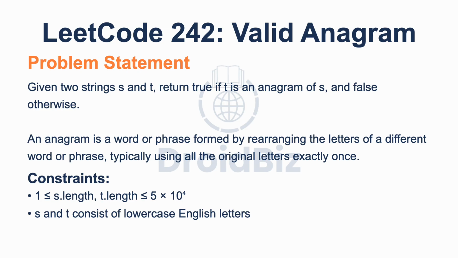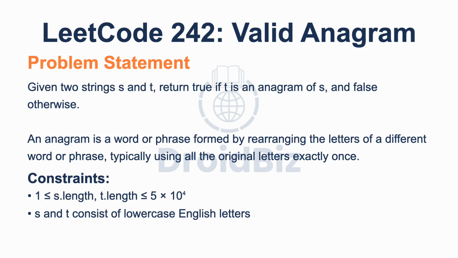An anagram is a word or phrase formed by rearranging the letters of a different word or phrase. The key point here is that we must use all the original letters exactly once. For example, the word listen is an anagram of silent because we can rearrange the letters of silent to form listen. Now, let's look at the constraints.